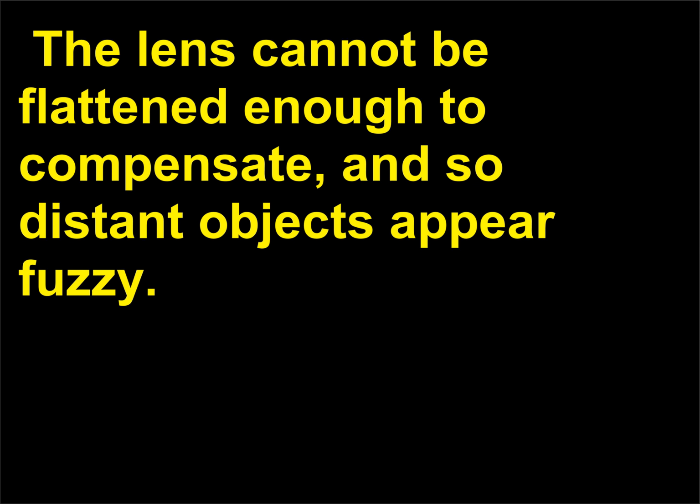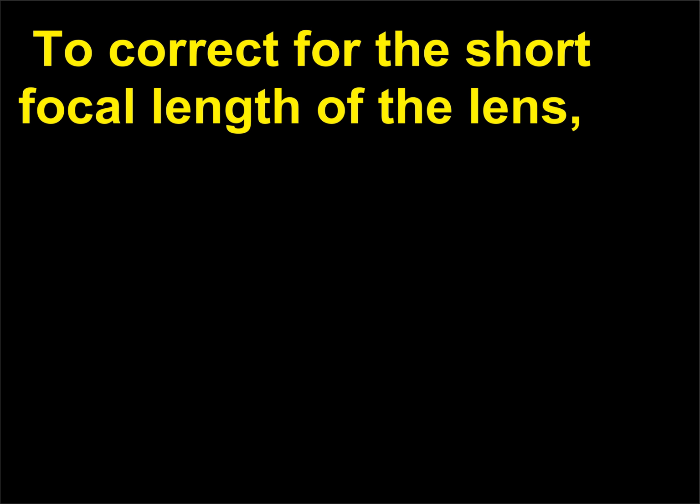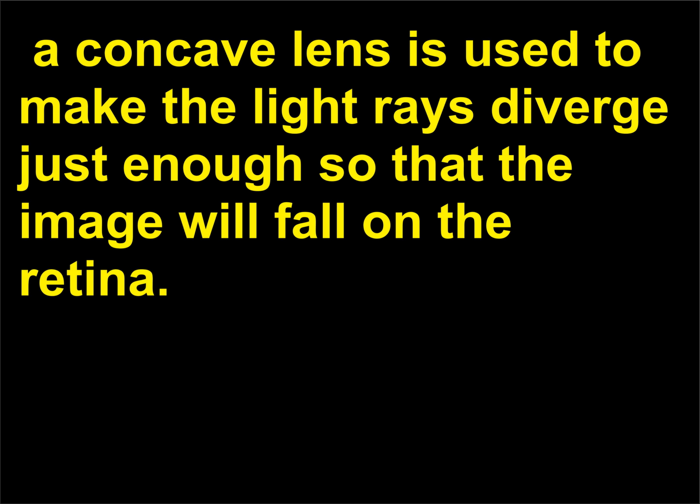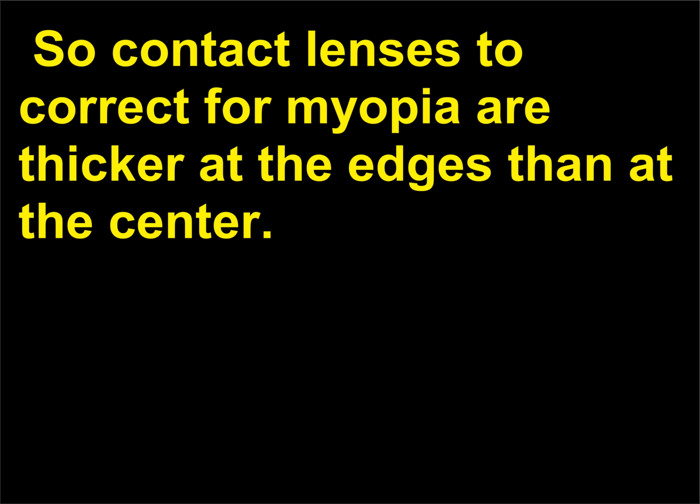The lens cannot be flattened enough to compensate, and so distant objects appear fuzzy. To correct for the short focal length of the lens, a concave lens is used to make the light rays diverge just enough so that the image will fall on the retina. So contact lenses to correct for myopia are thicker at the edges than at the center.